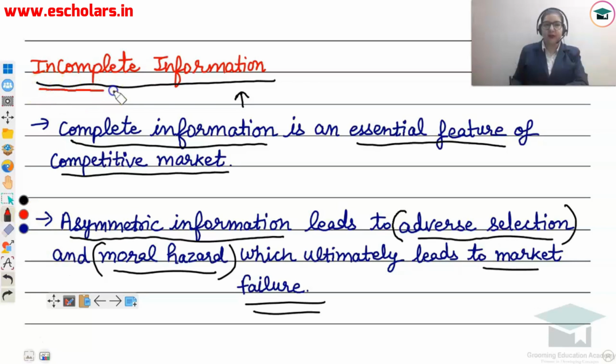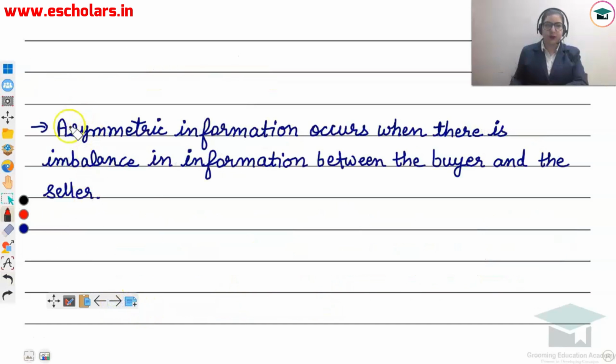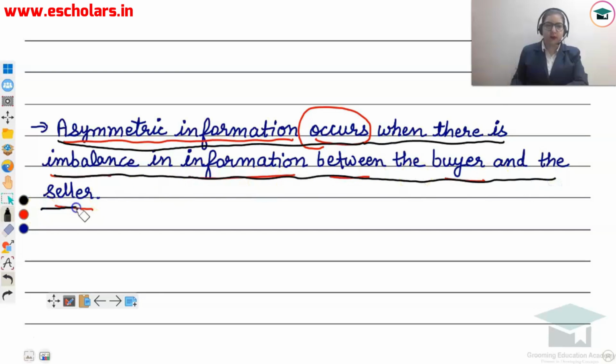Let's recall it. Incomplete information. Complete information is an essential feature of a competitive market. Asymmetric information leads to adverse selection and moral hazard, which ultimately leads to market failure. Now students, what is asymmetric information? As already discussed, asymmetric information occurs when there is imbalance in information between the buyer and the seller.